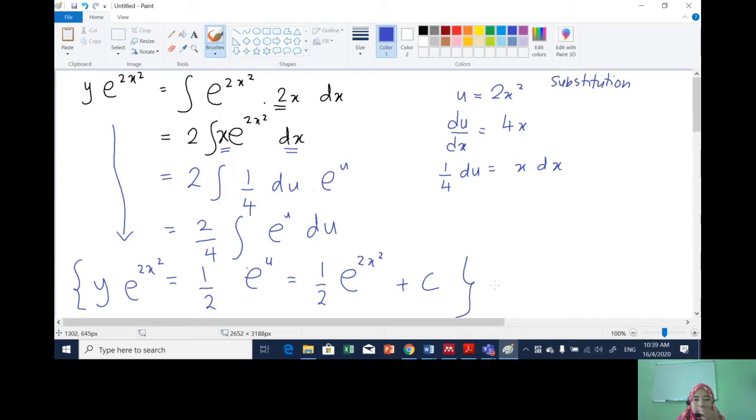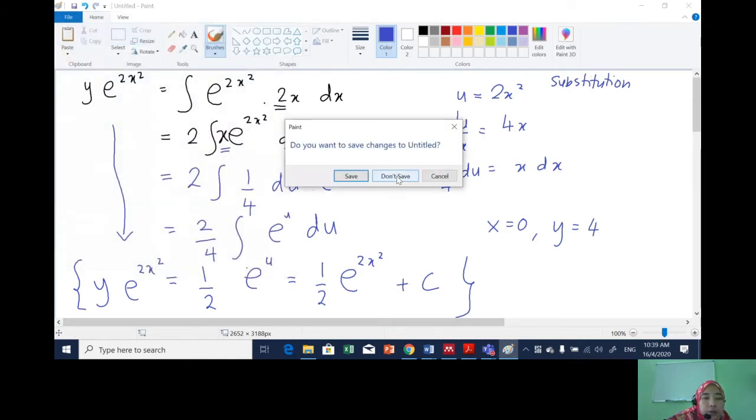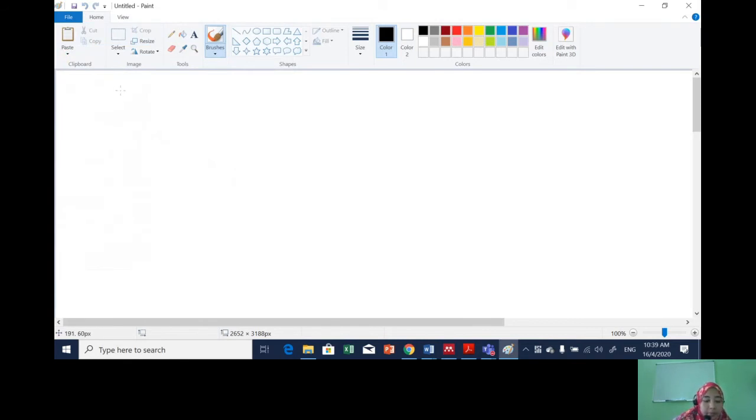Remember that in the original question just now, boundary values were given: at x equals 0, y equals 4. So we need to substitute into the general solution. Again, let's see on the new screen. I'm going to write down again the general solution: y e^(2x squared) equals half e to the power 2x squared plus constant. I hope you can write down the equations properly. So this is our general solution, right? General solution.